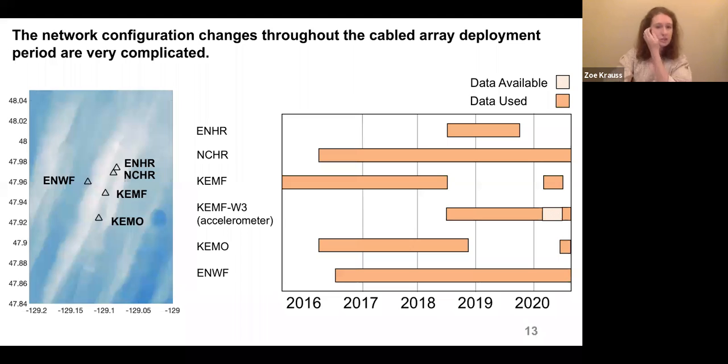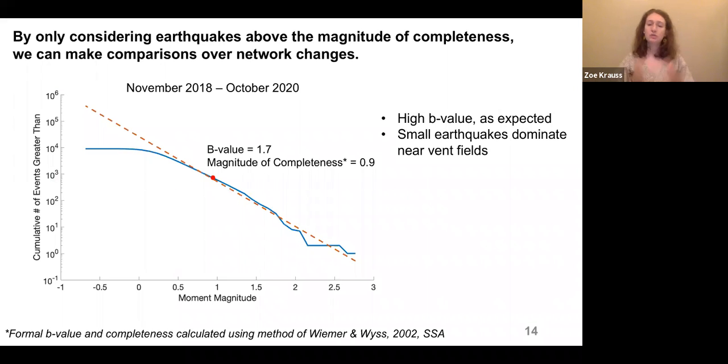And the best way to do that is to use magnitudes of completeness. And so if we calculate the magnitude of completeness for all those different time periods, we can just compare earthquakes that are larger than that completeness magnitude and make sure that we're not missing anything. So here's an example B-value plot for just the vent field section running for the time period when we only had an accelerometer for the center station.